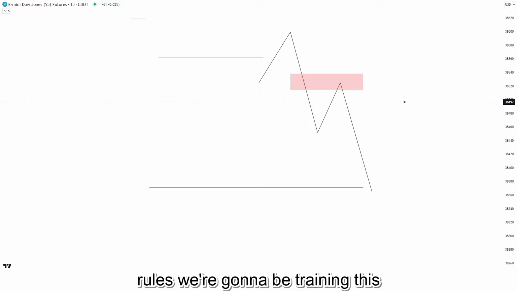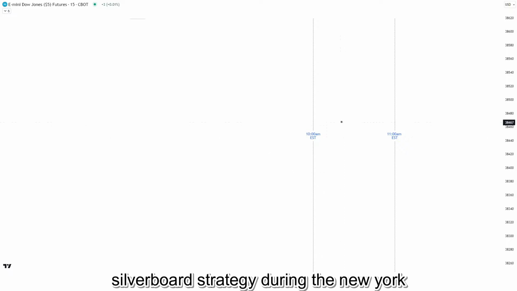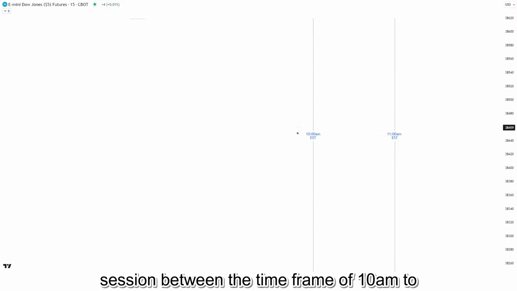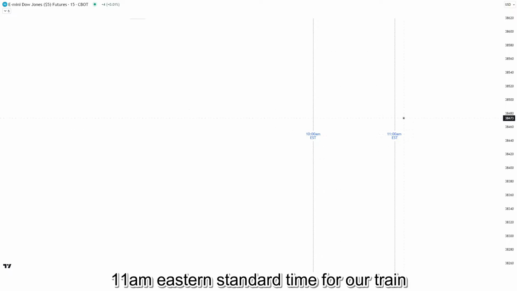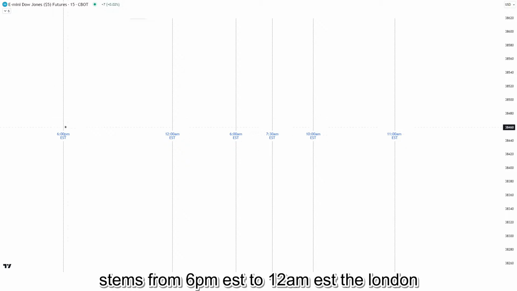So let's outline some rules. We're going to be trading this silver bullet strategy during the New York session between the time frame of 10 a.m. to 11 a.m. Eastern Standard Time. For our trading plan, we have to identify the London and Asia session highs and lows. Asia session stems from 6 p.m. EST to 12 a.m. EST.